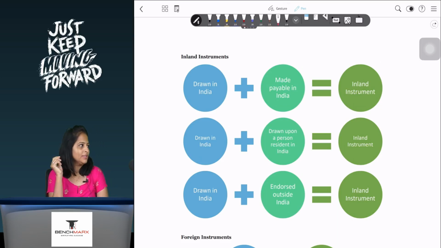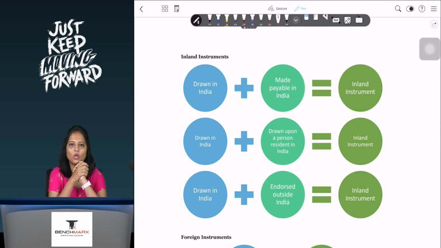Hi everyone, this is Khushboo Chokshi and today we will be discussing inland and foreign instruments that are covered in your Negotiable Instruments Act. A lot of students have been complaining about not being able to understand the difference between an inland and a foreign instrument.